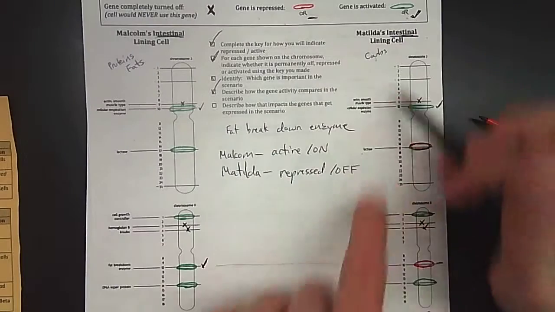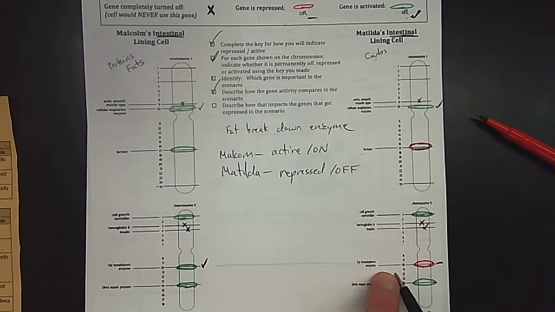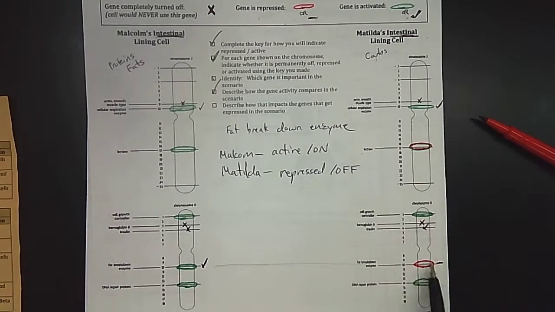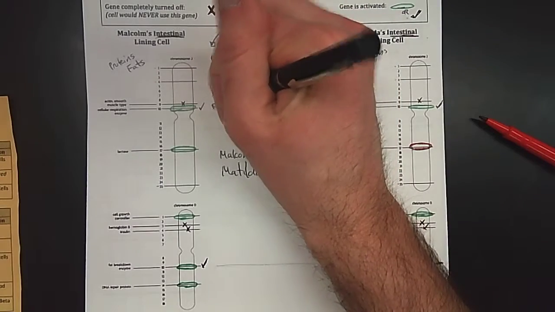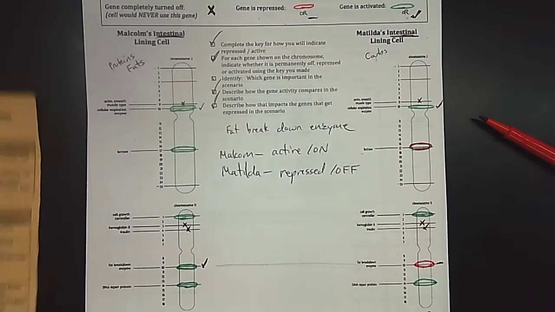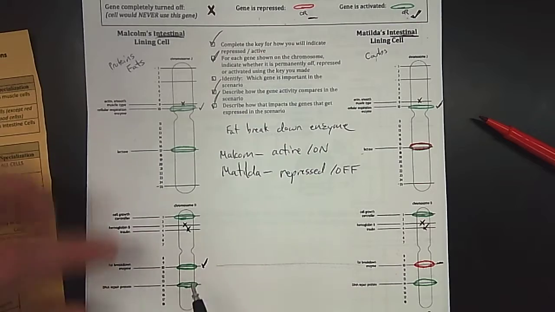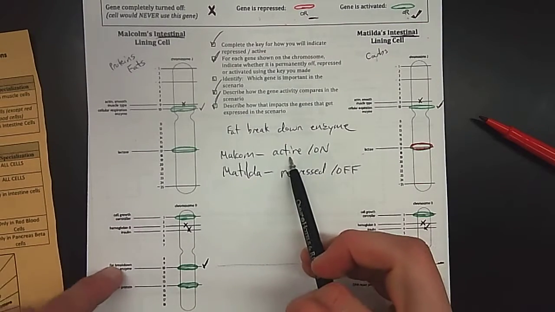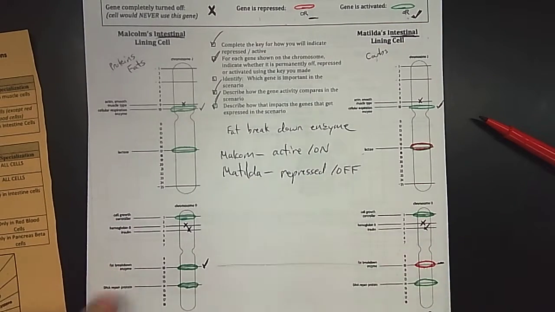Now, let's say Matilda started eating a diet full of fat, right? She just had a giant cheeseburger from McDonald's or something. You bet that this gene would turn from repressed to active. It would be green. And then finally, just describe how this impacts the gene that gets expressed in this scenario. So really, you're just showing why it's important that this gene is on or that Matilda's off. I'm going to focus on Malcolm.